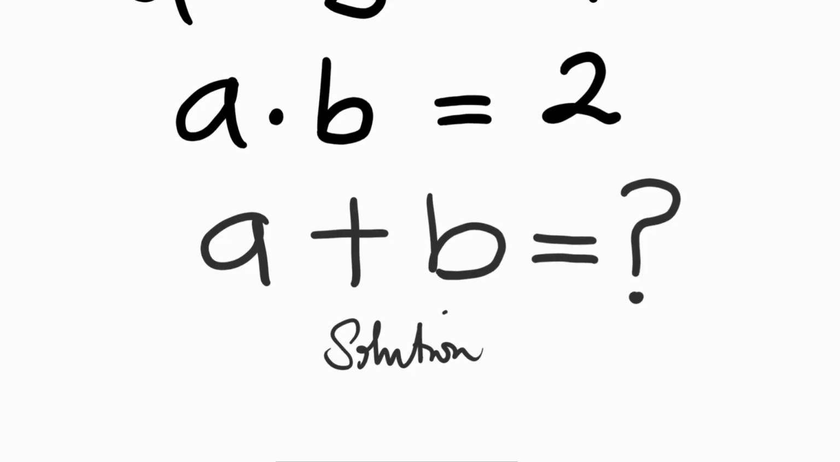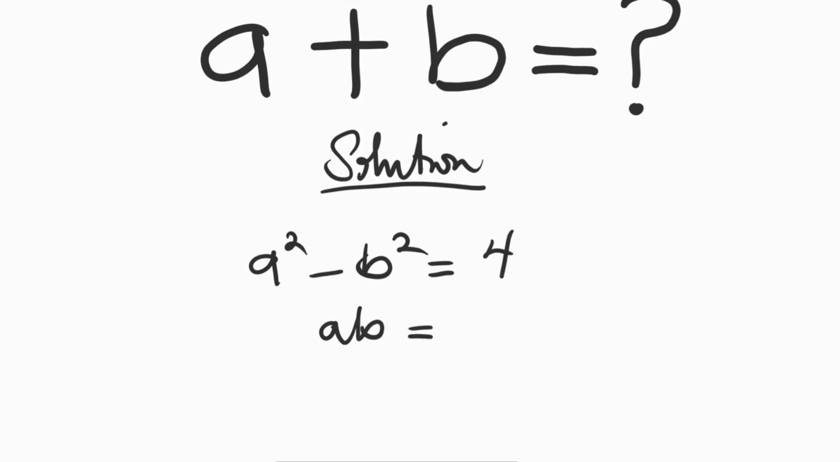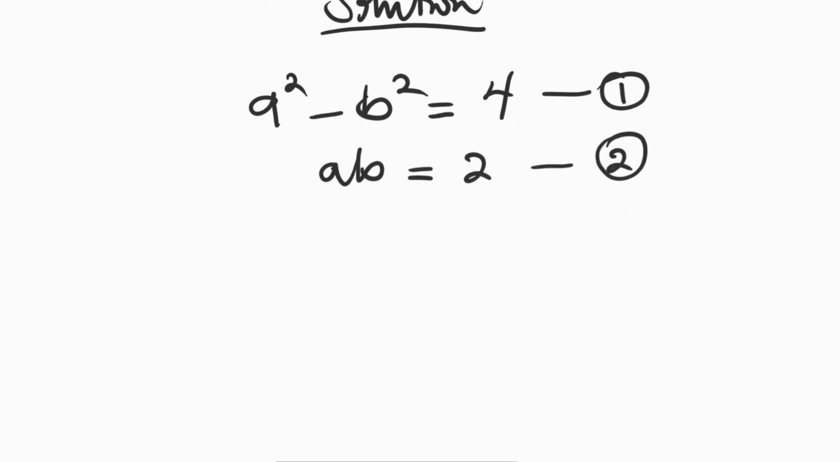Solution. We have a squared minus b squared equals 4, and ab is equal to 2. So this is our equation 1. This is equation 2. Now, let us start with equation 1. We have a squared minus b squared equals 4.